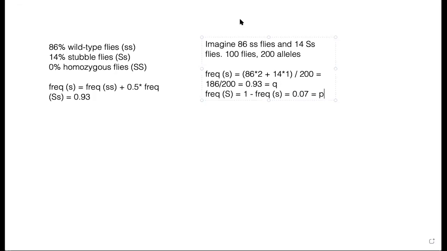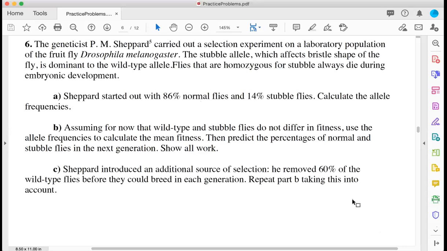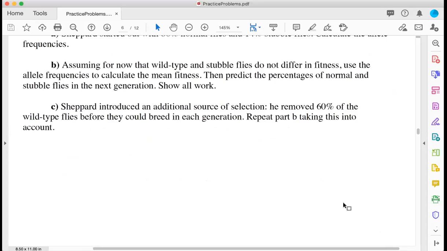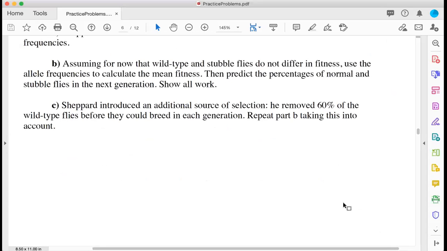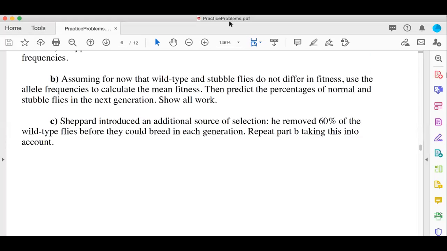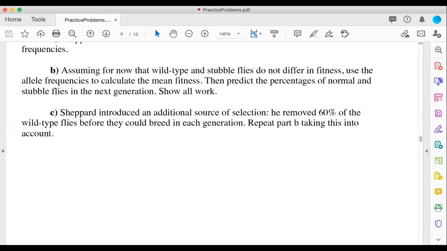Okay, so switching over temporarily to the practice problems again. Assume for right now that the wild type and the stubble flies don't differ in fitness. How do we calculate the mean fitness? And then how do we predict the percentages of normal and stubble flies in the next generations? Okay. All right. How do we do that?